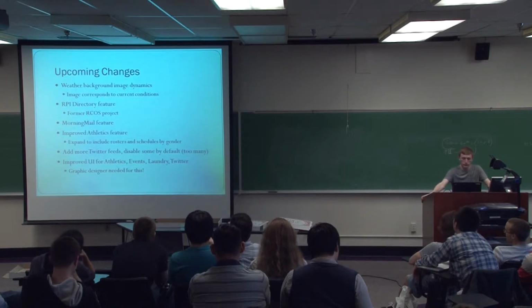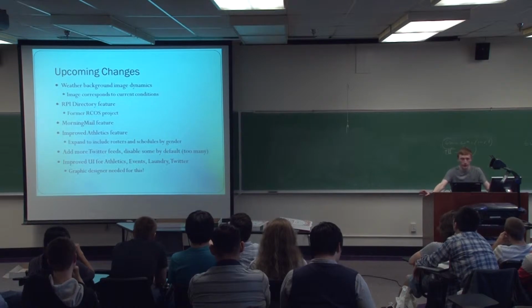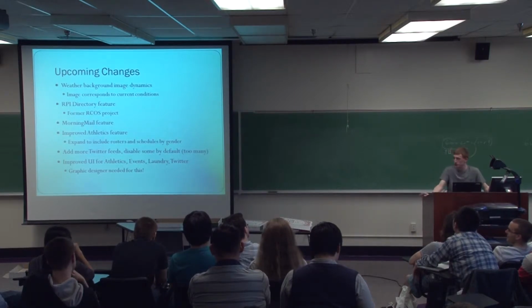Right now it just shows a list of stories, but I wanted to show rosters and schedules. So also adding some more Twitter feed and such like that. I think the Twitter UI is pretty good, but we can always add more. And yeah, so just overall, I just need people and stuff like that to help with the UI.